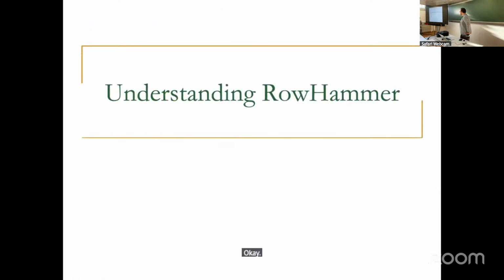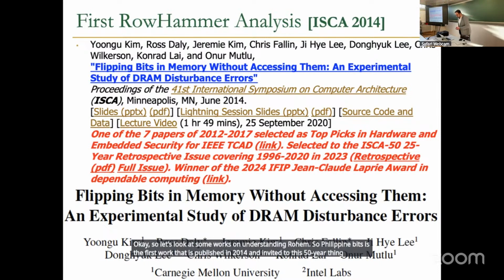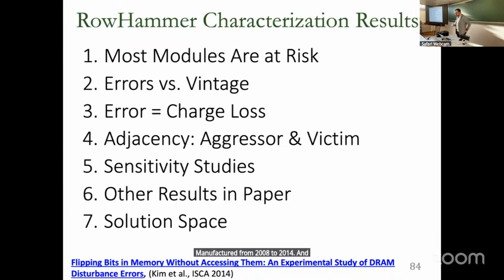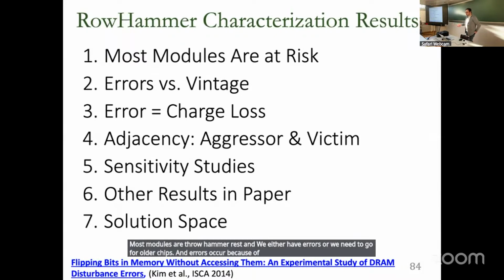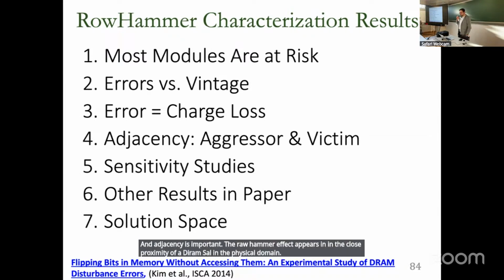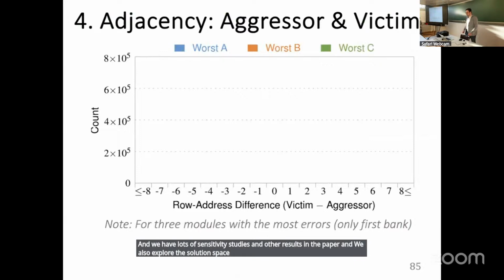Let's look at some works on understanding RowHammer. Flipping Bits is the first work, published in 2014 and invited to this 50-year thing later on. I already showed the infrastructure. We tested lots of DRAM modules manufactured from 2008 to 2014. We show that most modules are at RowHammer risk, and we either have errors or we need to go for older chips. Errors occur because of charge loss, and adjacency is important. The RowHammer effect appears in the close proximity of a DRAM cell in the physical domain. We have lots of sensitivity studies and other results in the paper, and we also explore the solution space that I will talk about in a bit.